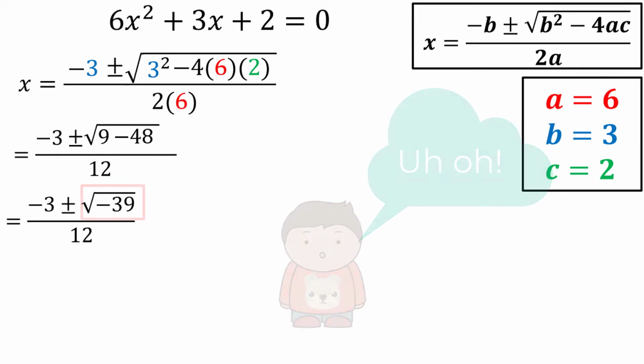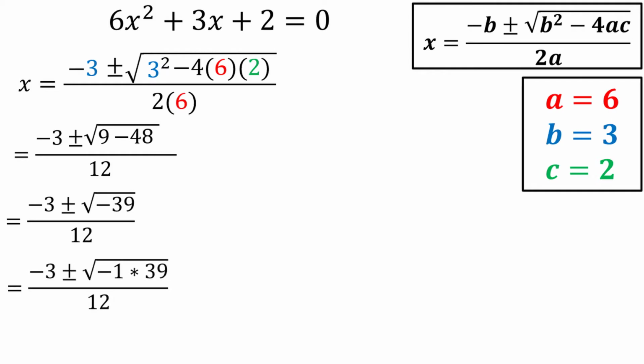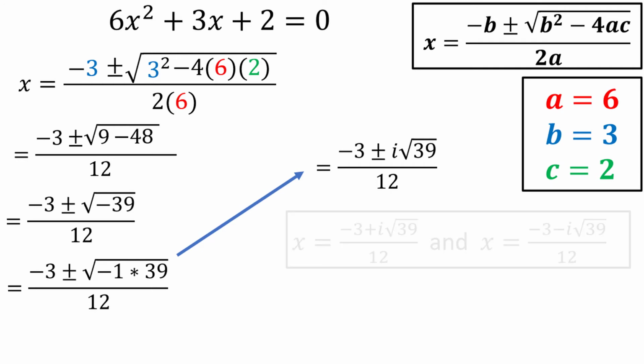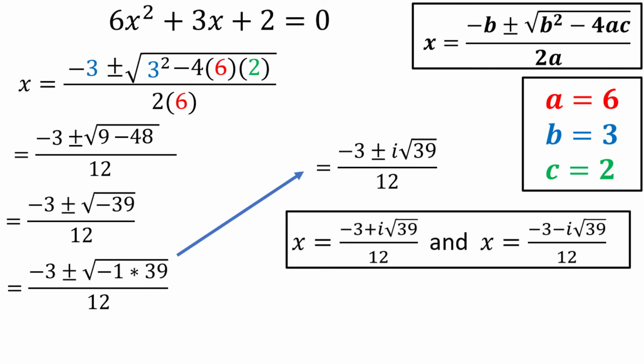That indicates that there is no real solution to this quadratic equation. There is no real value for x that makes the equation true. We can still continue, but we will need to work with imaginary numbers. We can rewrite this as negative 3 plus or minus the square root of negative 1 times 39 all over 12. We know that the square root of negative 1 is the imaginary number i. So we can rewrite this as negative 3 plus or minus i times the square root of 39 over 12. Splitting this into the positive and negative components, our answers are negative 3 plus i square root 39 over 12 and negative 3 minus i square root 39 over 12.